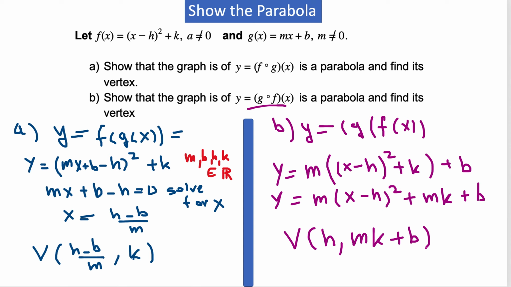So this is how we can verify that in both cases, when we work with a composition of a parabola and a linear function, we get a quadratic function respectively. It represents a parabola, and we already found those vertices.